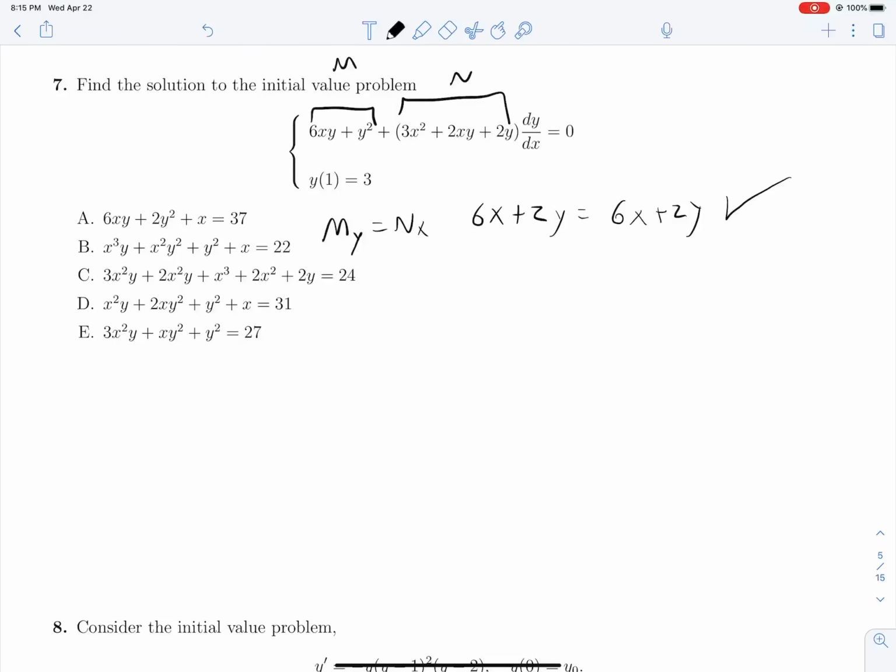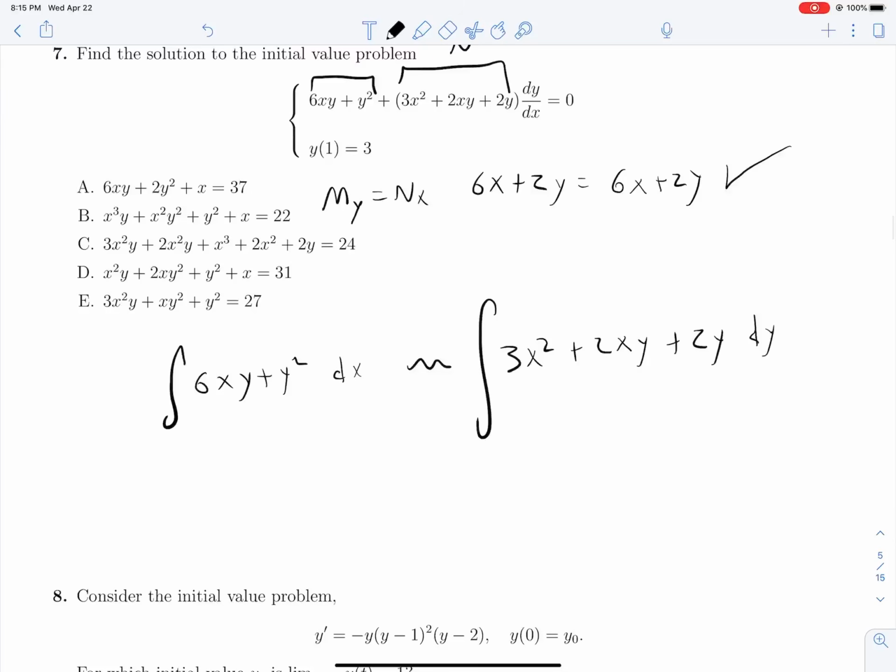Well, yep, it is. So now we'll take the integral of m dx, which is 6xy plus y squared dx, and we'll compare that with what we get for our integral of n dy, 3x squared plus 2xy plus 2y dy. We will get 3x squared y plus xy squared, and on the other side we get 3x squared y plus xy squared plus y squared.